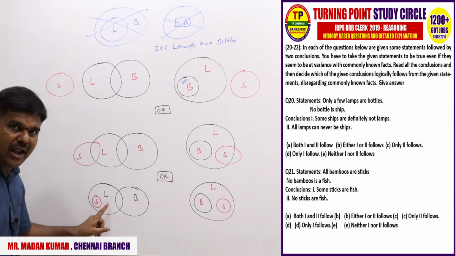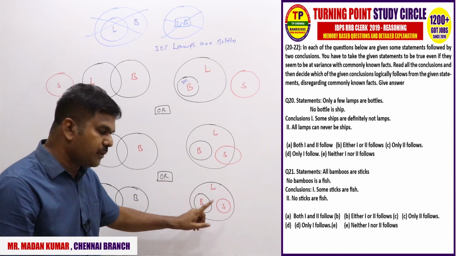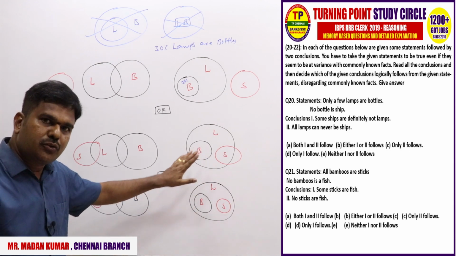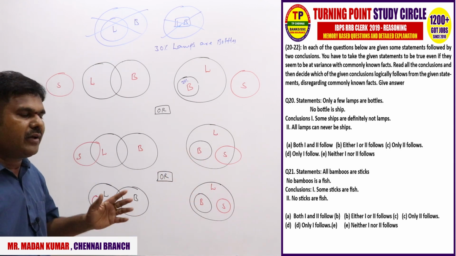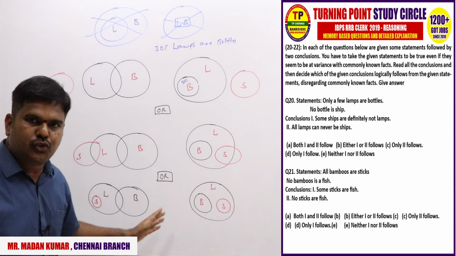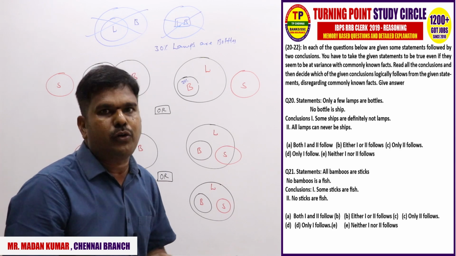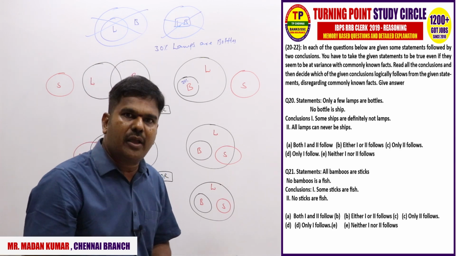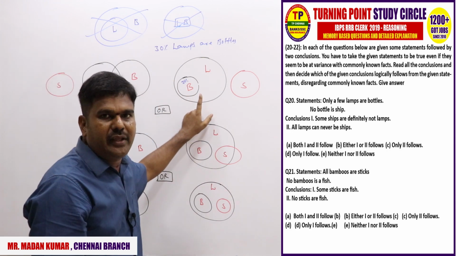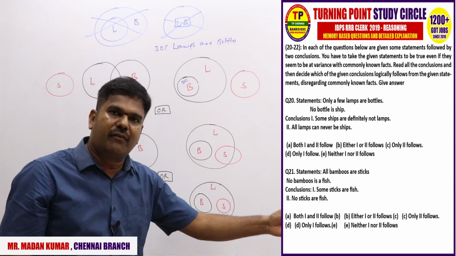All ships can be lamps, but not all lamps can be ships, right? So all lamps can be ships, no. Here also all ships can be lamps, but not all lamps can be ships. So it is ruled out. So all lamps can never be ships is right only. It is true only. Only the second one follows. Hope everybody is clear how to solve the problems. Whenever only a few is being given, you need to go ahead with only these two variations as far as Venn diagram is concerned. Clear? So we'll go ahead with the next question.